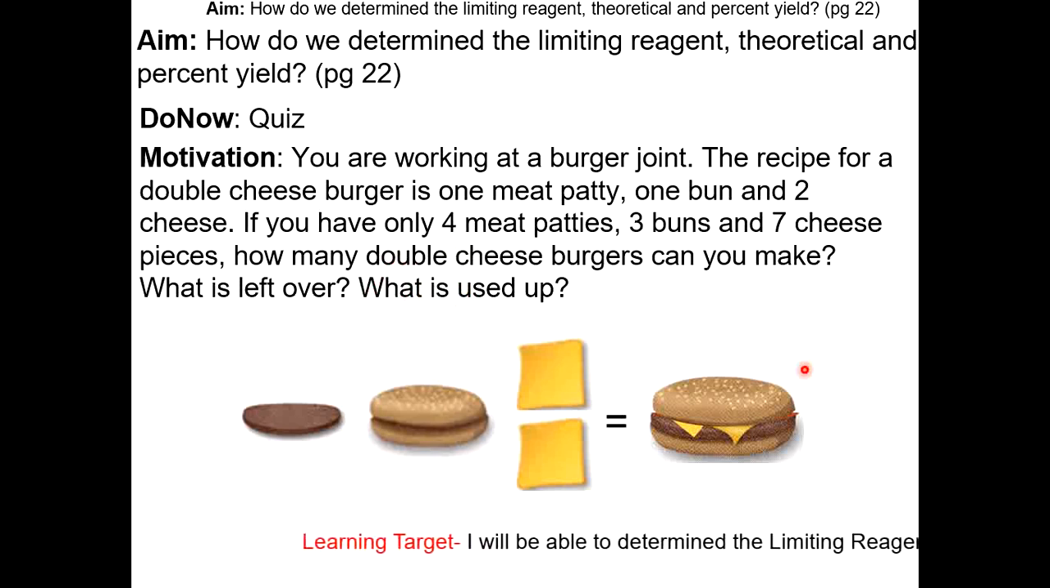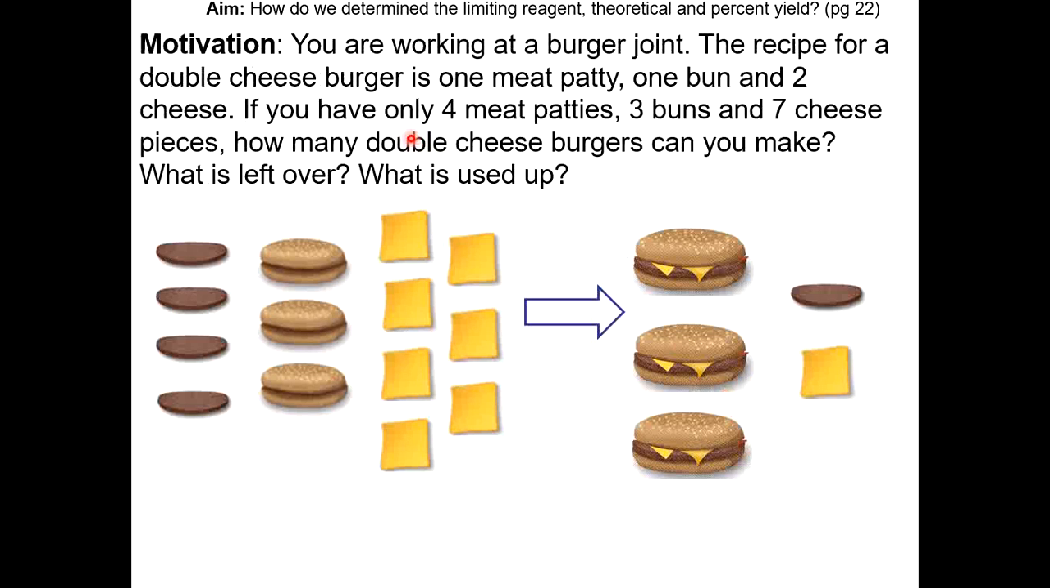So here is a picture showing the recipe. 1 meat patty plus 1 bun plus 2 cheese is 1 double cheeseburger. So here's a visual. If you only have 4 meat patties, 3 buns, and 7 cheese pieces, you can make 3 burgers. But notice we have some left over. We have 1 meat patty left over and 1 cheese piece left over. We used up all the buns.